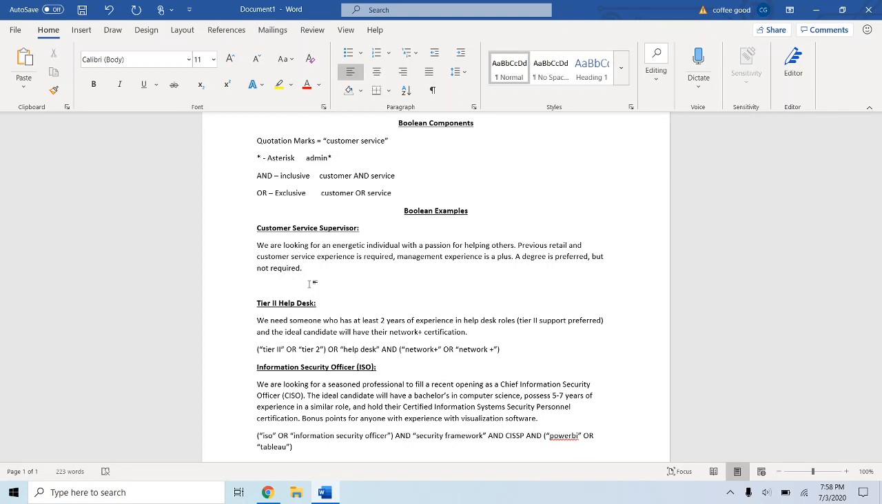The degree, often you will not need to put in a Boolean search, because many job sites, including LinkedIn, Monster, and ZipRecruiter, have an option to check for the degree. But if you want a specific type of degree, you could include that in the Boolean. So if we want a customer service supervisor, we can start with, let's just say, customer service.